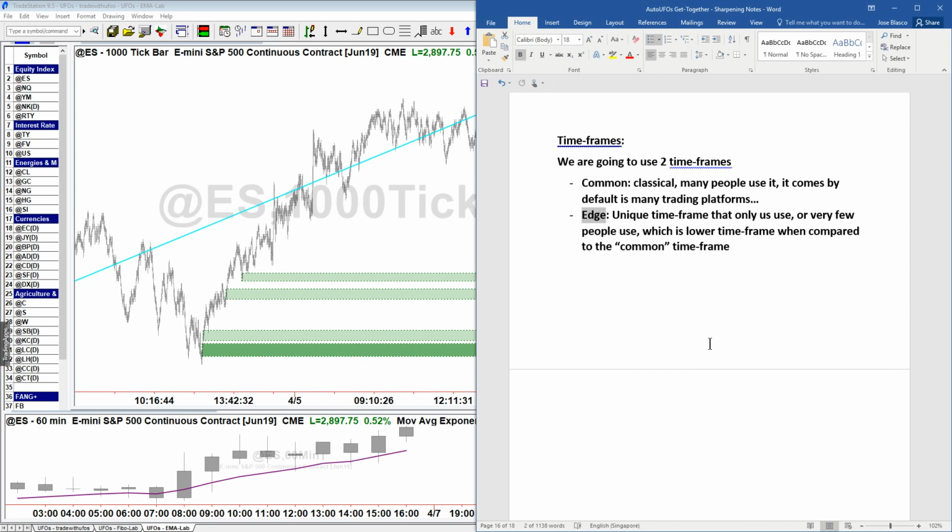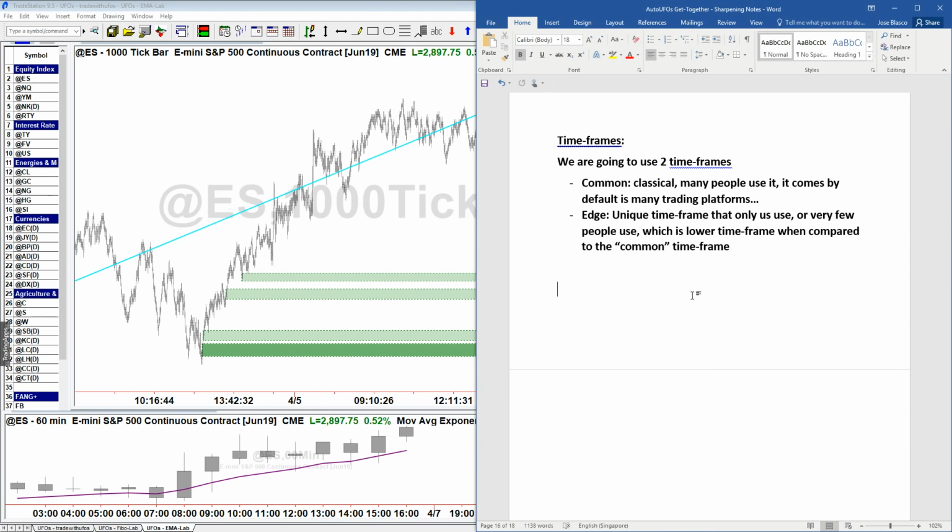Okay, so time frames is going to be a very important part of our approach. What I would like to do, and we're going to do it now, is build a table together of which time frames to use depending on your trading style, how active you want to be or how not active you want to be.